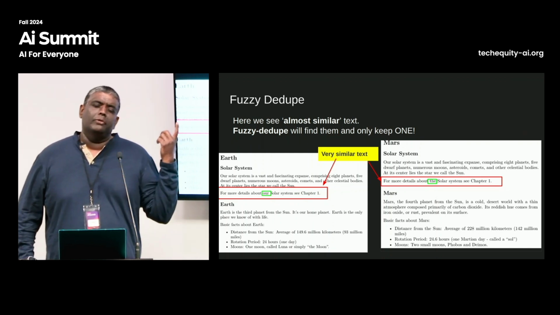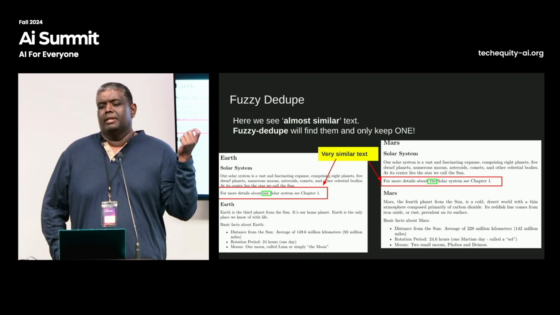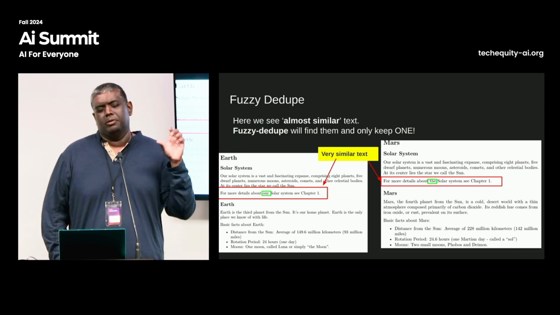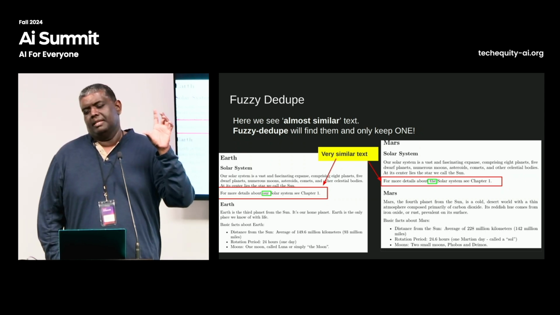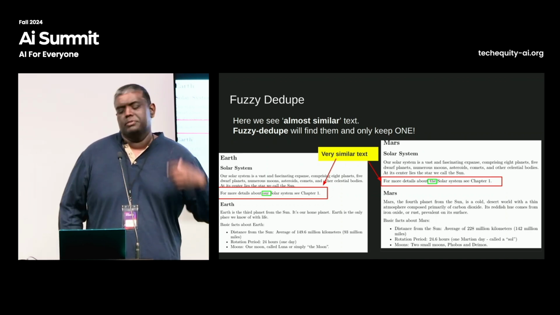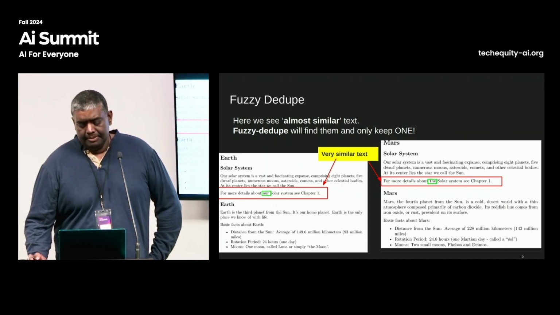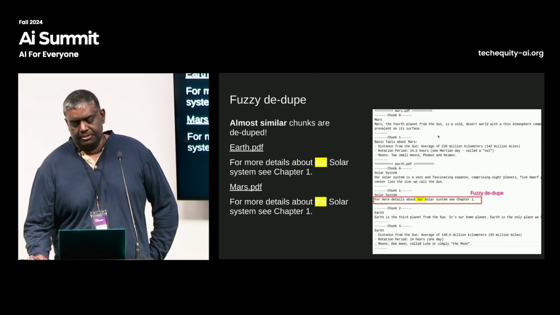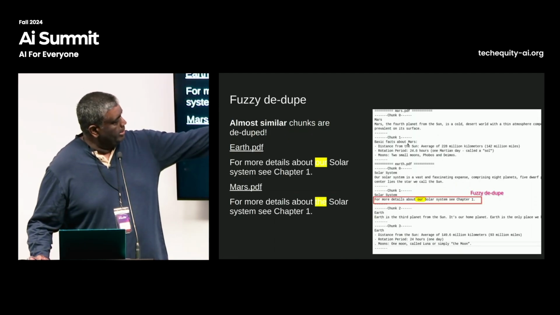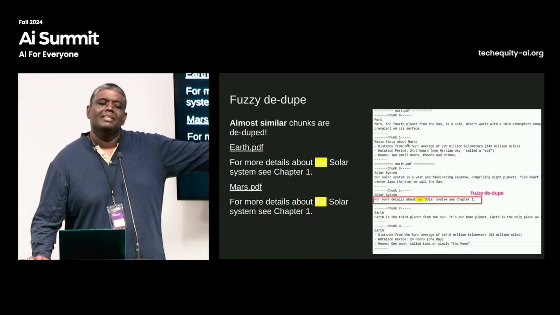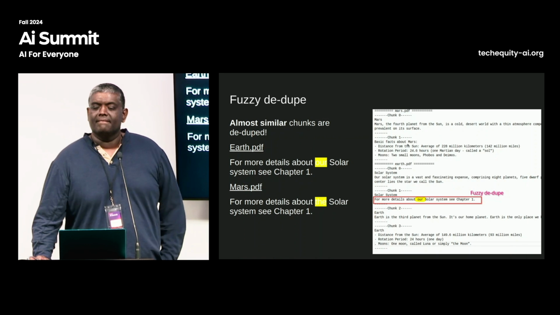Again, what's the right setting for you? I always say, try a few settings and see which one works for your documents, because maybe one setting that works for us may not work for you guys. So you can experiment and see which one works for you. And this is called fuzzy dedupe. You can see here that when fuzzy dedupe is on, it's actually eliminated one of the chunks. Pretty cool, right? So is it using deep learning?